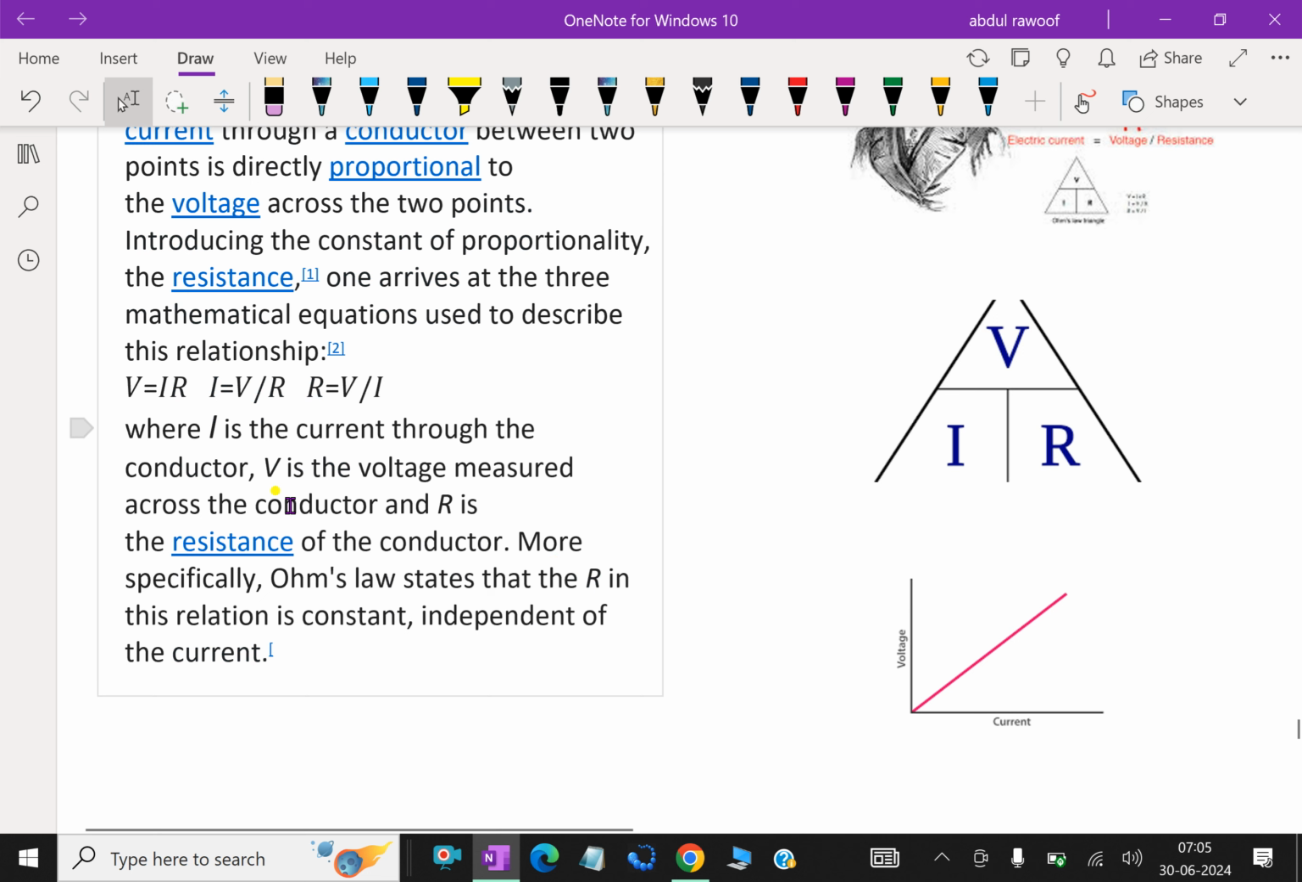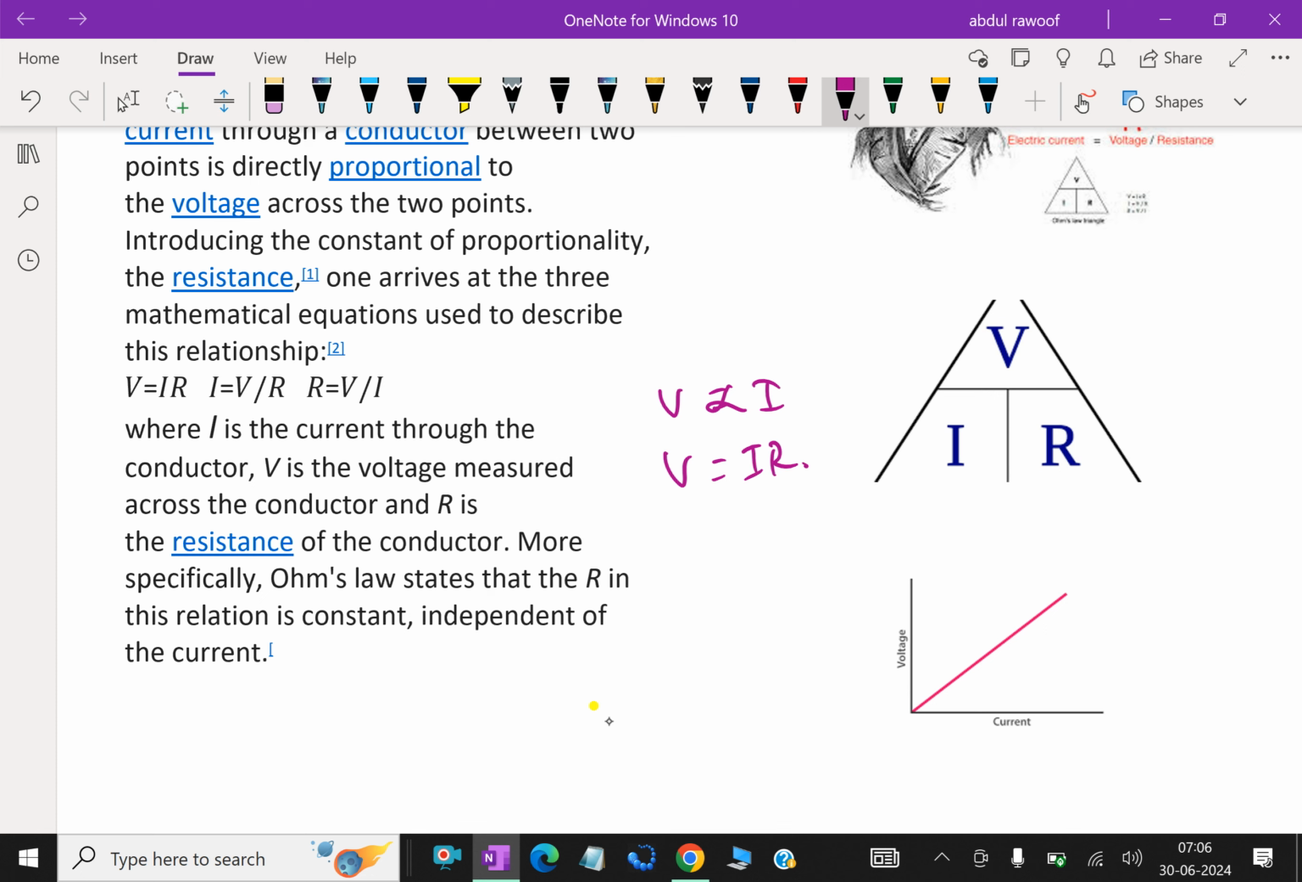Here I is the current through the conductor, V is the voltage measured across the conductor, and R is the resistance of the conductor. More specifically, Ohm's law states that R, this resistance, is a constant independent of the current. That is, V is proportional to I, V is directly proportional to I, then V equals IR, where R is the constant of proportionality, called resistance. Here, voltage and current are in direct proportion, as this graph shows.